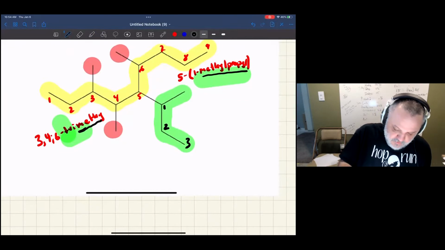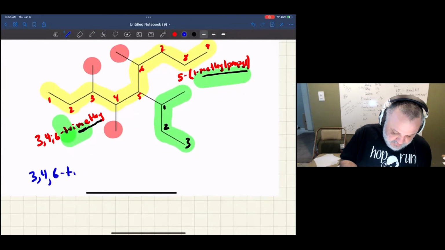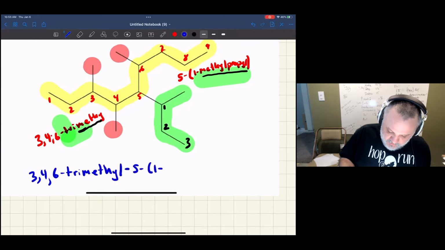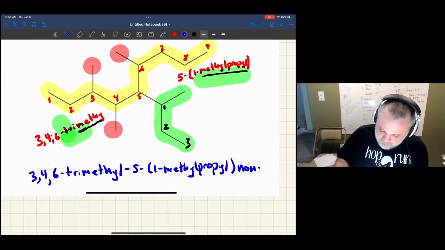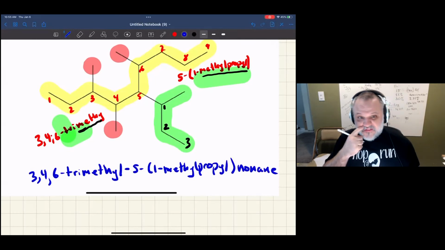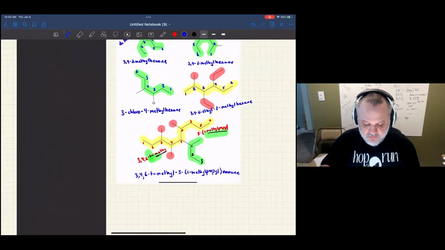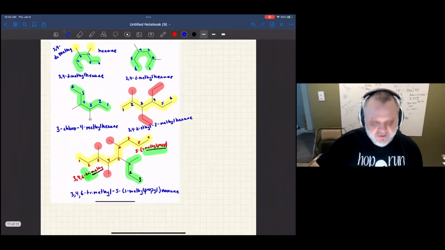So it's 3, 4, 6 trimethyl, 5, 1 methyl propyl, nonane. Okay, that's the whole thing. We've named all of these compounds, and so we're done. Okay.